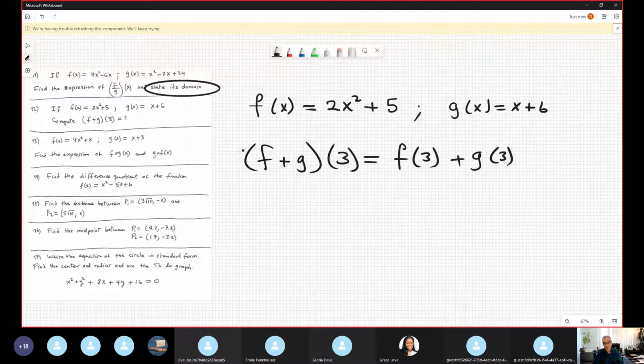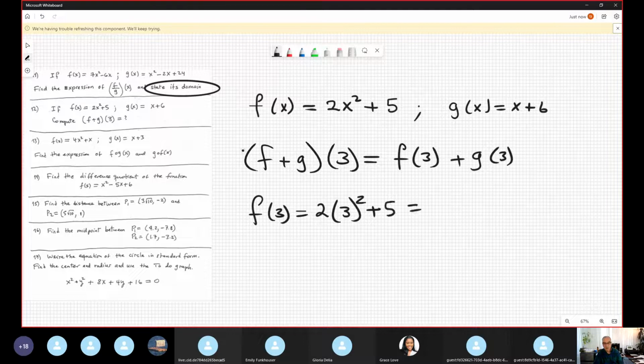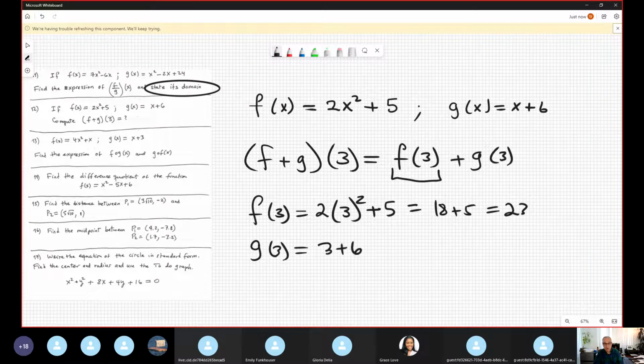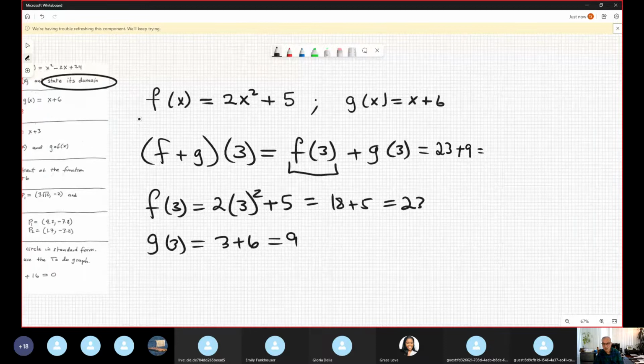So super easy. f evaluated at 3: you plug in 3 here, 2 times 3 squared plus 5. 3 squared is 9, 9 times 2 is 18, and 18 plus 5 is 23. At least I have that value. And g is easier: 3 plus 6 is 9. Now finally, this is 23, this is 9, and this is 32. Ah, this is a piece of cake.